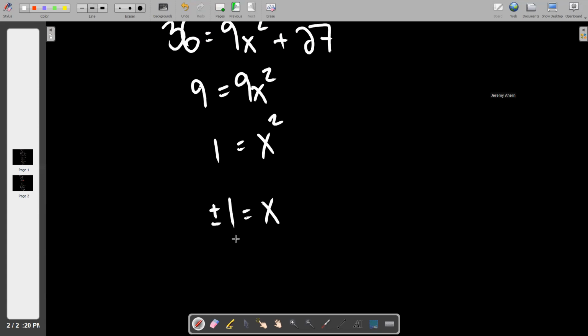Remember that with square rooting in an equation, you always insert the positive negative sign. We saw that with like completing the square. The moment you square root, in pops the positive negative sign. So those are our 2 answers.